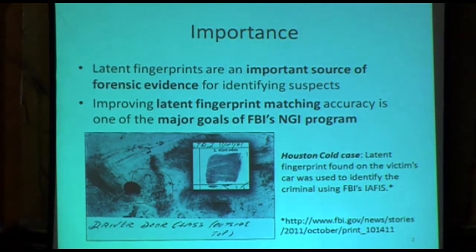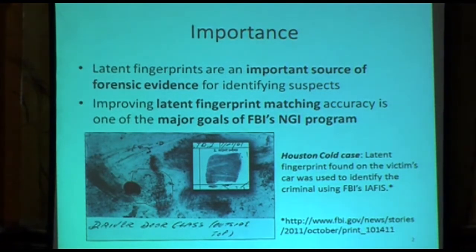Here is an example. This crime was committed in 1969 in Houston, and the technology was not so advanced at that time. So the FBI continues to open old case files and use their IAFIS to try to find the suspect. Now, here is a suspect who was recently found, who had committed the crime in 1969.